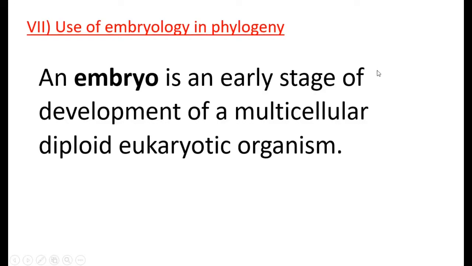Number 7, use of embryology in phylogeny. First thing, we need to define what an embryo is. An embryo is an early stage of development of a multicellular, that means it has more than one cell, diploid, that means that chromosomes are in pairs, eukaryotic, it has a nucleus, and organism, you know the word. So it's how an organism will develop in the early stages.